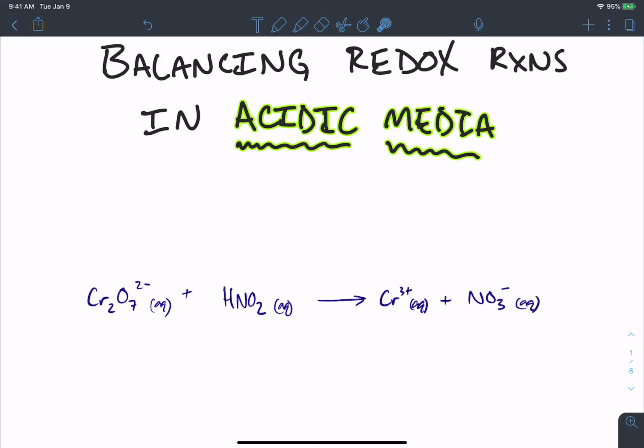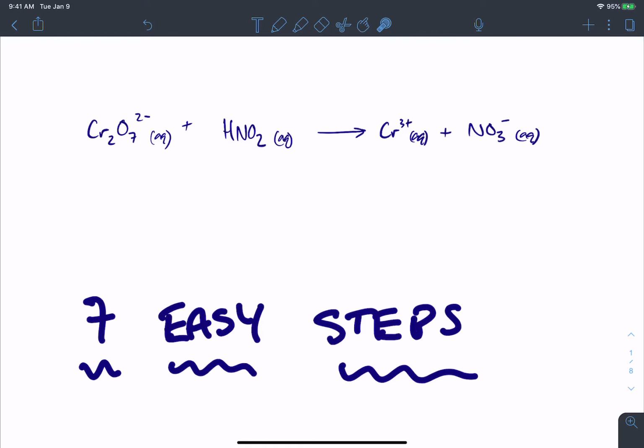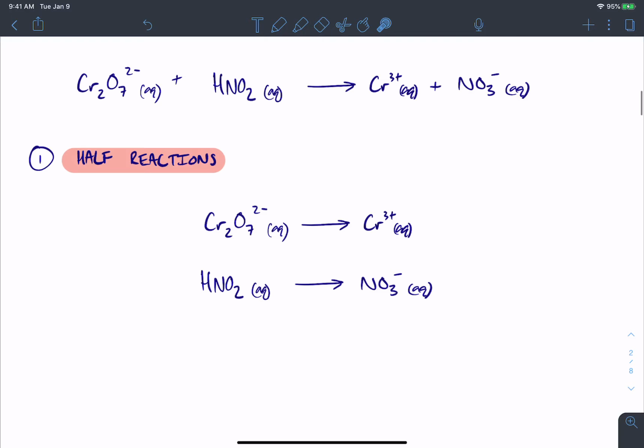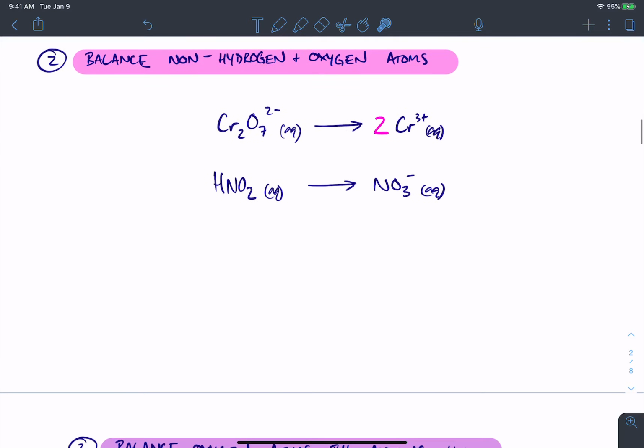In cases like this, you're going to need to use something called the half reaction method, and that consists of 7 easy steps. The first step is taking this overall reaction and breaking it down into 2 half reactions. You'll see that I've done this by taking out the things that are similar on both the reactant side and product side and putting them together in a half reaction. So I have everything that contains chromium in this half reaction and everything that contains nitrogen in this half reaction. So that's the first step, just breaking down your overall reaction into half reactions. Once that's complete, you can move into step 2.